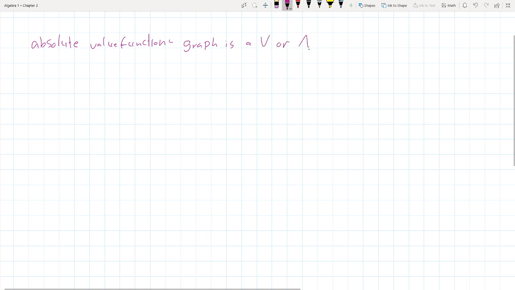Alright, this is 3.7, part 2, graphing absolute value functions still. A couple terms, a little bit of a refresher. The first is absolute value function. That is when the graph is a V. Again, the graph is a V of some sort, or it might be upside down. That works too.